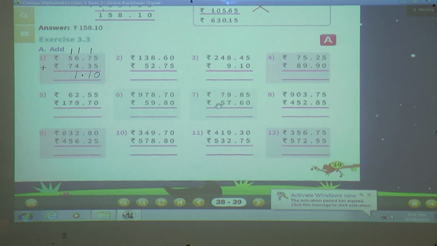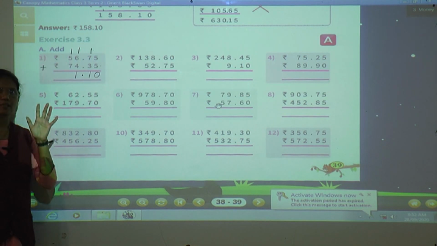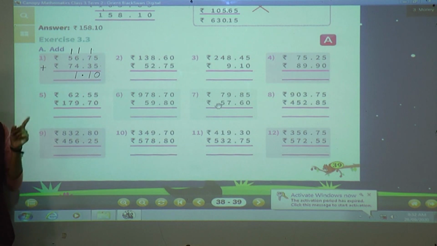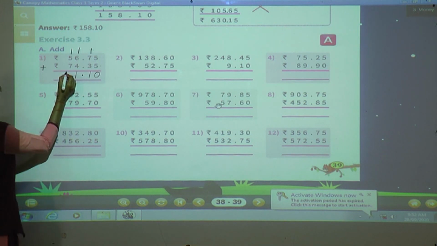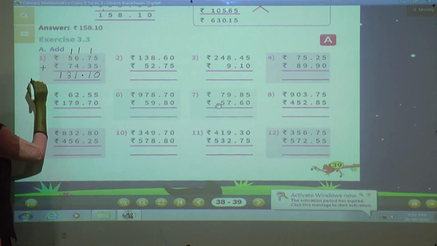Next, here 1 plus 5. Now we have to add these 3 numbers: 1 plus 5 plus 7. So first we will add these 2 numbers. 1 plus 5, 6. Now in 6 again we have to add 7. So 6 keep in your mind, and then show your 7 fingers. After 6 count your 7 fingers and tell me the answer. 6 plus 7, 13. Correct. So here you have to write 13.